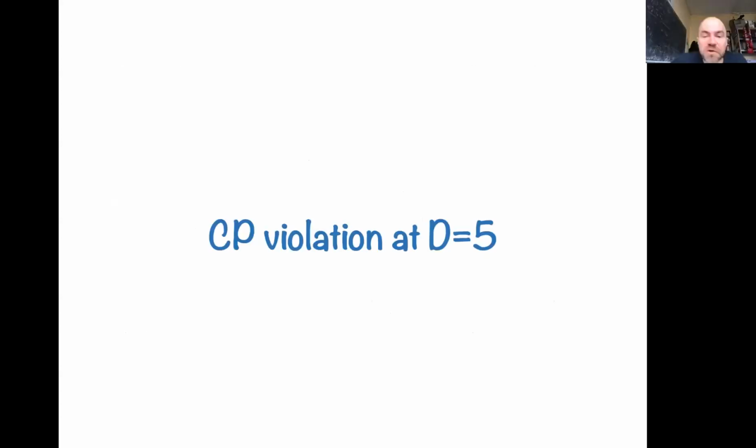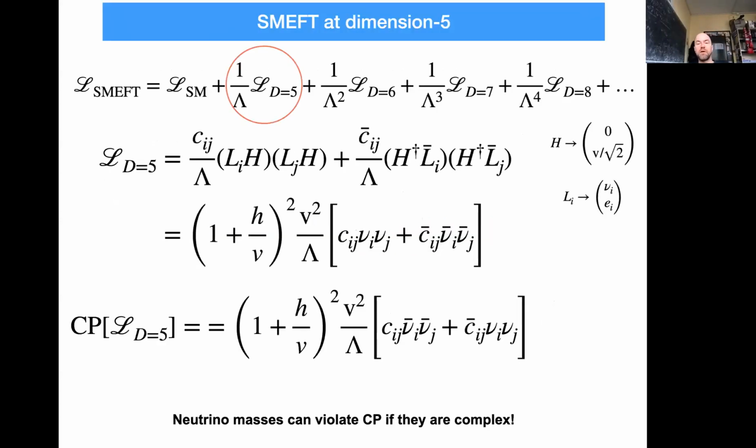Okay, so we finished with d = 4. Yeah, so this everybody knows. Let's go to d = 5. So we are looking at this Lagrangian and going to higher and higher terms in this expansion. And the next term after d = 4 that we encounter here is d = 5.